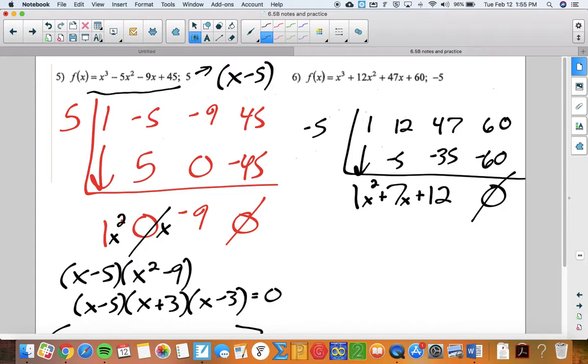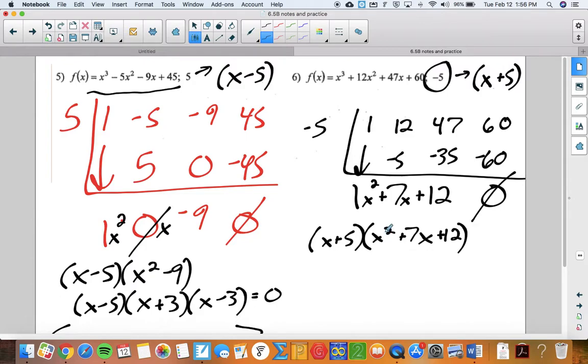x squared term. So if -5 is a 0, that comes from the factor of x plus 5, because -5 plus 5 is 0. So this polynomial factor would look like x plus 5 times what we have here, x squared plus 7x plus 12. So we try to factor this further. There's no GCF that I can take out, so I'm looking for numbers that multiply to 12 and add to 7. That would be 3 and 4.